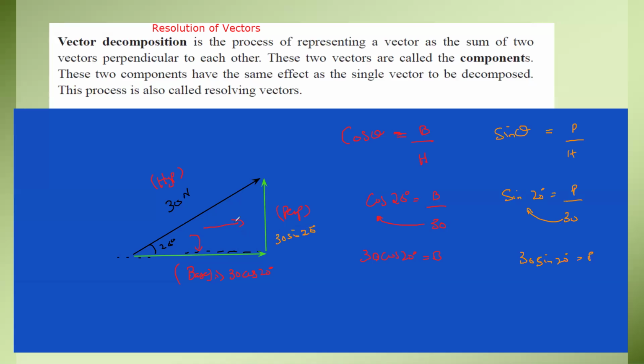So just a simple way to remember: the component of the vector which is next to the angle is always written with cosine, and the component of the vector which is opposite to the angle is always written with sine. So next to the angle cosine, opposite to the angle sine. It is irrespective of how the vectors are drawn. Just remember, the adjacent one is always with cosine and the opposite one is sine.